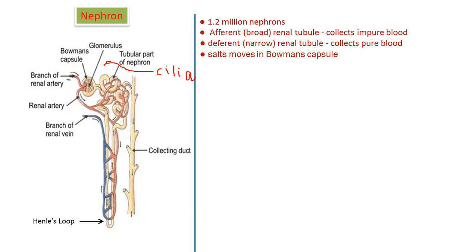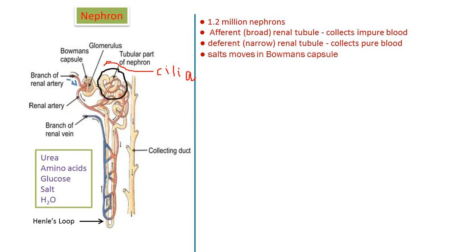From the cilia, it moves to the glomerular part of the nephron. It consists of urea, amino acids, glucose, salt and water. Then it passes to the tubular part of the nephron. Why do we call it the tubular part of the nephron? Because of its coiled shape. That is the reason we call it tubular, and it consists of amino acids, urea, glucose, salt and water.